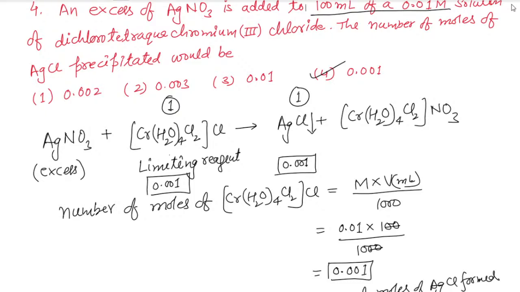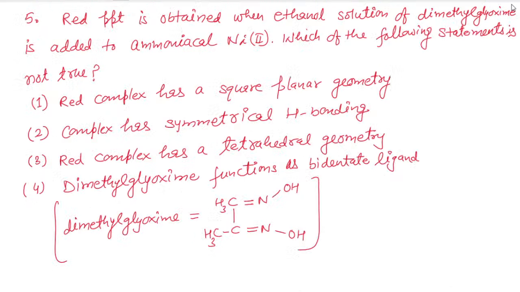So, now question number 5. Yes, red precipitate is obtained when ethanolic solution of dimethylglyoxime is added to ammoniacal nickel 2. So which of the following statements is not true?